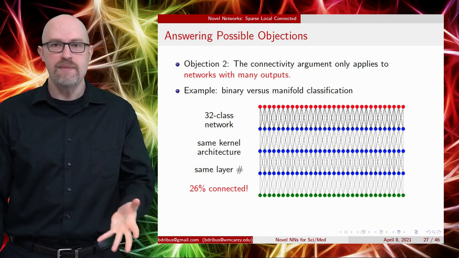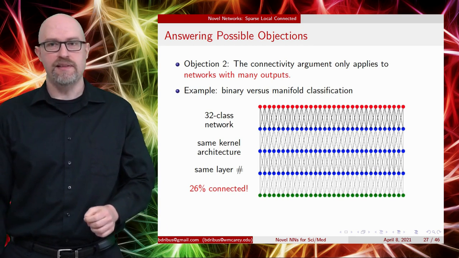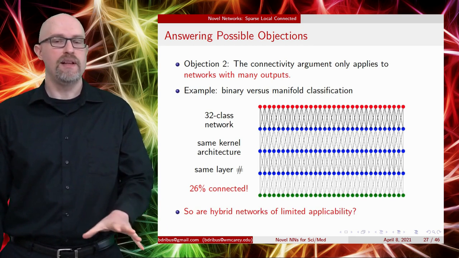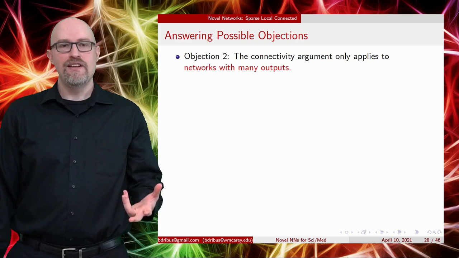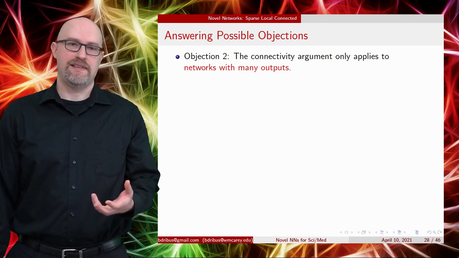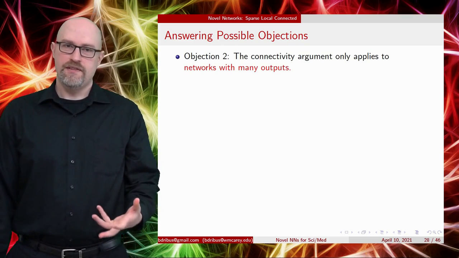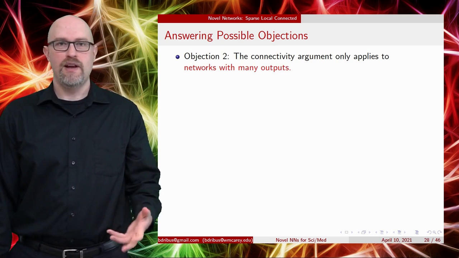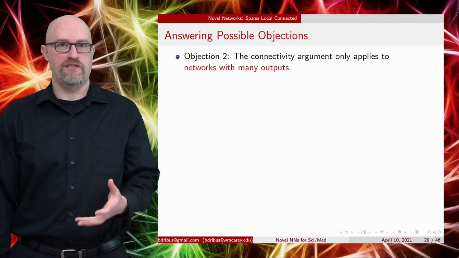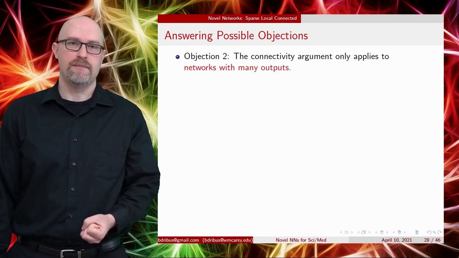Since layer tapering is so common in practice, this might limit the applicability of hybrid architectures. There are at least 2 possible responses to this objection. First, many of the machine learning problems of greatest interest today do in fact require networks with many outputs.